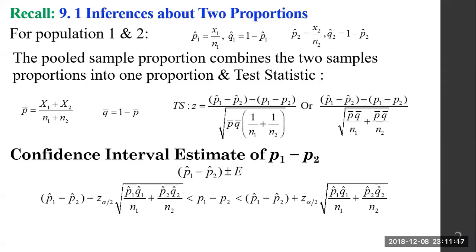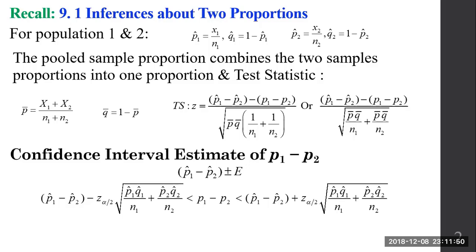In order to calculate the test statistic, where Z is equal to P1 hat minus P2 hat over the square root of P bar Q bar over N1 plus P bar Q bar over N2, we need to calculate P bar, which is known as the pooled sample proportion, which combines the two samples. So the way you calculate it is P bar equals X1 plus X2 over N1 plus N2.